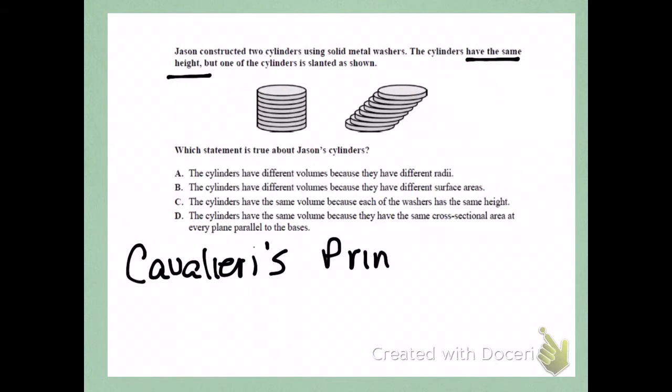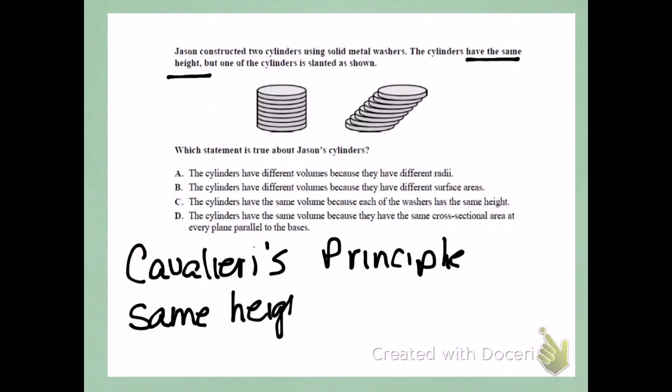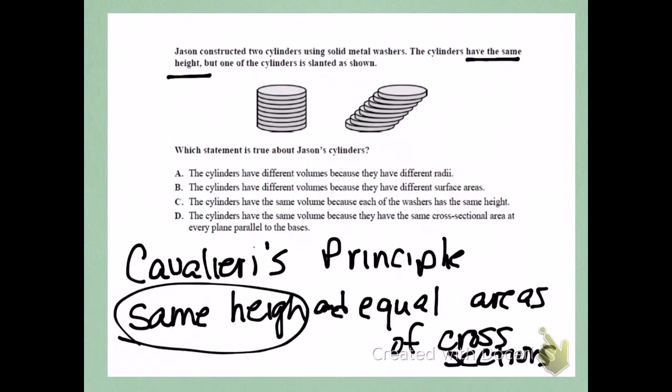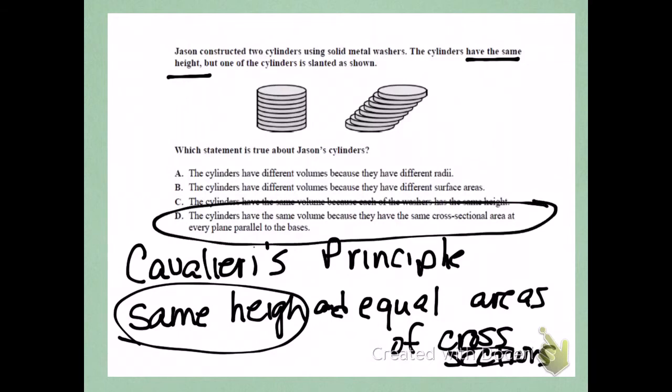It says that if they have the same height, which we already know, and they have equal areas of cross sections, then they're going to have the same volume. So we already know they have the same height. So now we're just looking for cross sections. That's why the answer would be D.